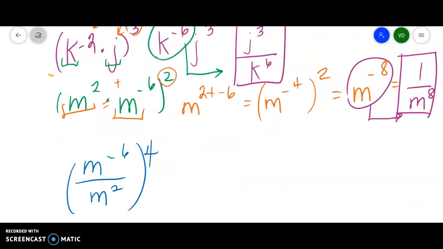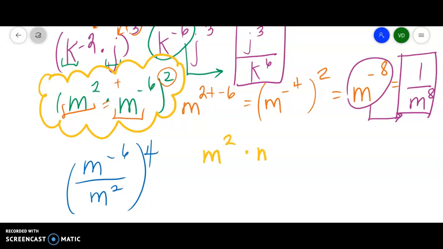If we look at that same problem, remember it was M to the 2nd power times M to the negative sixth power, and that is all raised to the second power. Let's say we forgot that we can combine our M and our M first, and so let's say that we just went automatically to power to power. That means each of those had to get a 2.